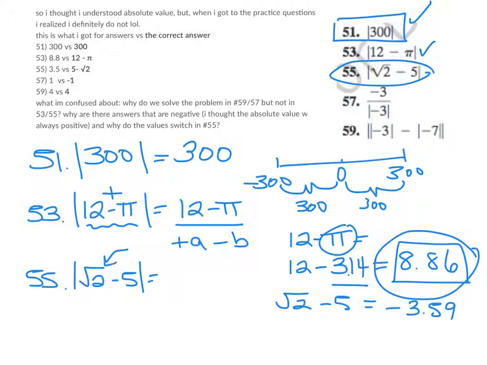Whenever you have an expression that is negative inside the absolute value bars, when you rewrite it, you have to rewrite it with a negative outside of the parentheses and then the expression inside. And then the next step is to apply that negative to both values inside the parentheses. So we're going to get negative square root of 2, and then the negative applied to the negative 5 is going to give us positive 5.